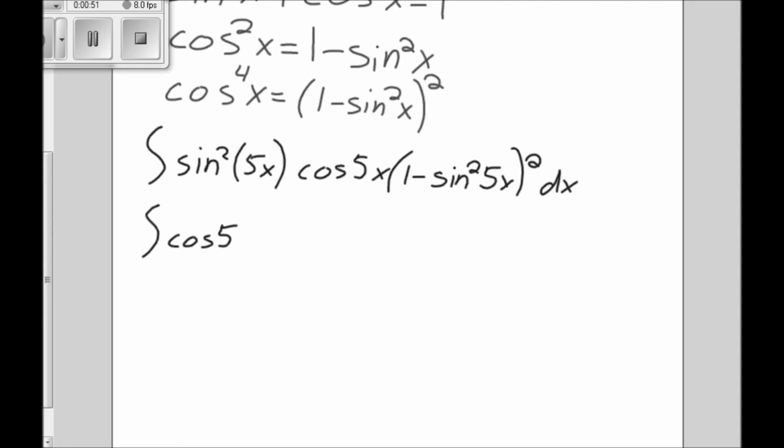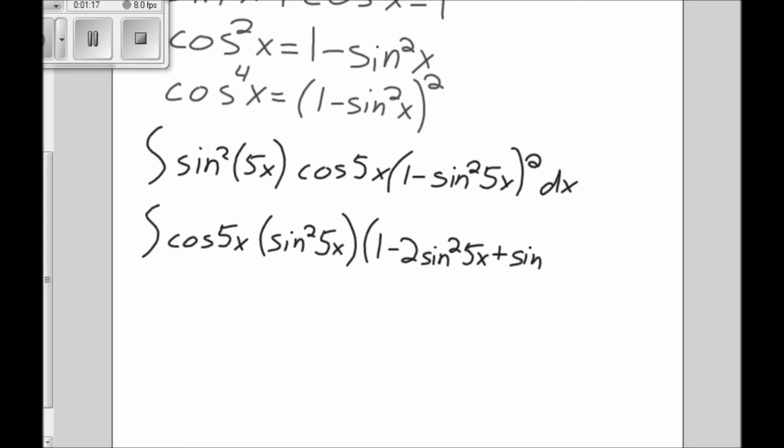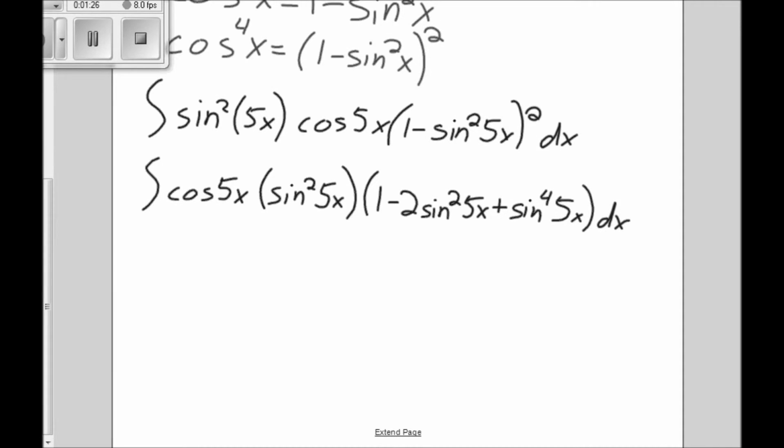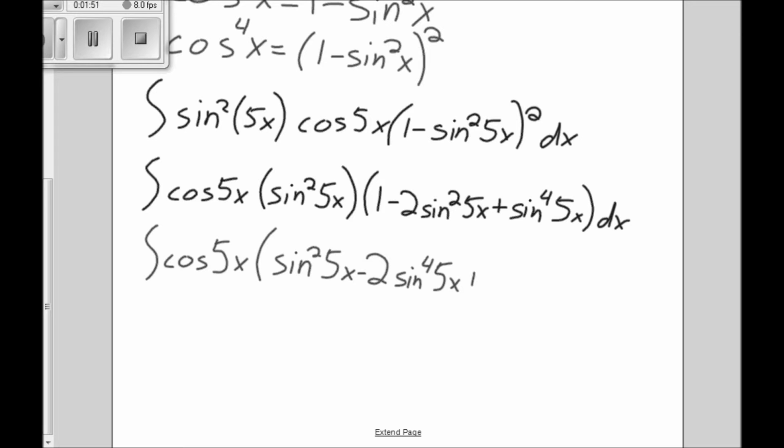Now all we need to do is put a coefficient of 5 in front of our x to give us a 1 minus sine squared 5x squared term. Now we can substitute that back into our integral, giving us sine squared 5x times cosine of 5x times a 1 minus sine squared of 5x squared dx. What you want to do is square out that term. This gives us cosine of 5x times sine squared of 5x, just switch those terms, times 1 minus 2 sine squared 5x plus sine to the fourth 5x dx.